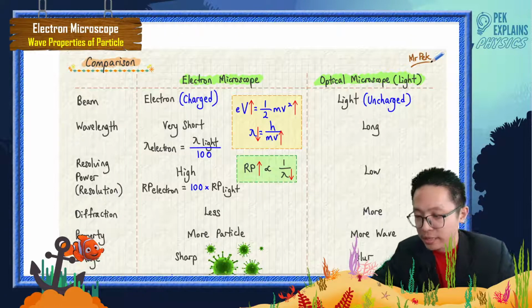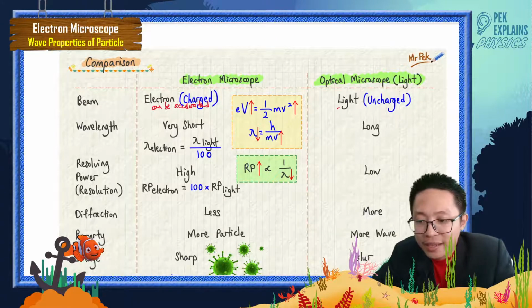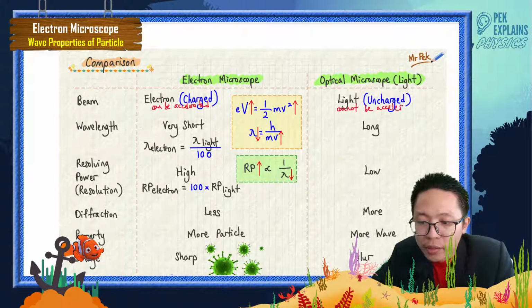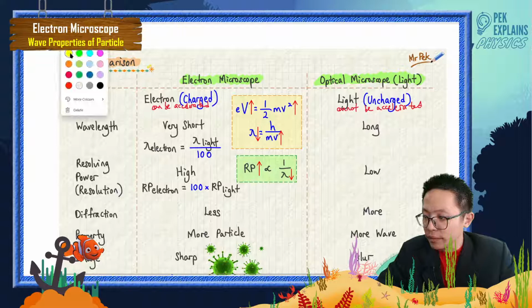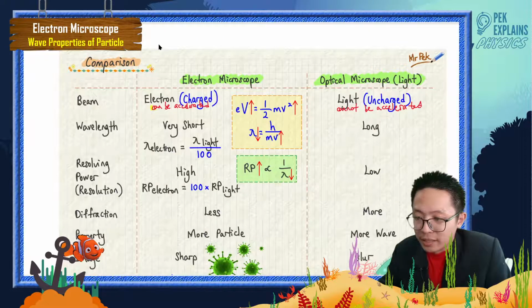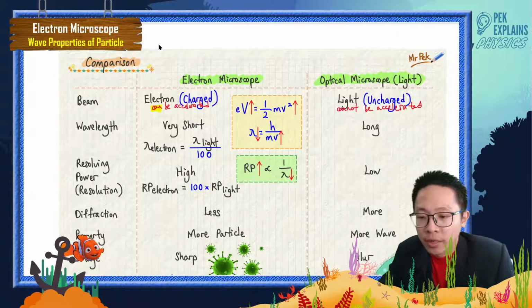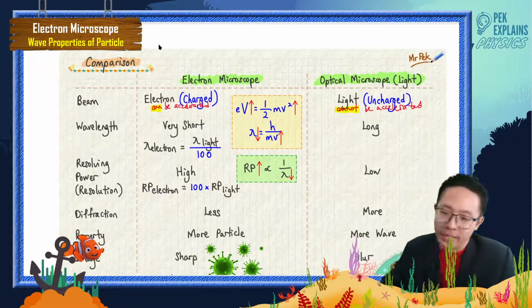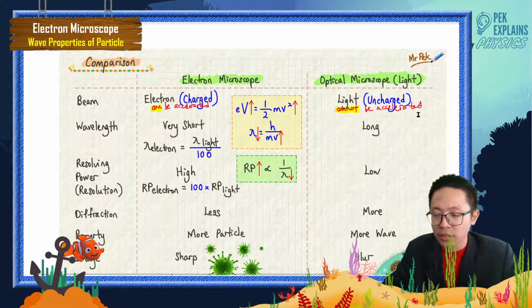So in short, what I can say is electron can be accelerated, but light cannot be accelerated. You just take what the wavelength it is. Okay. So again, why is electron microscope so good? Because the electron can be accelerated. But why is optical microscope not as good? Because the light cannot be accelerated. Light is like a photon, no charge at all, uncharged, so cannot be accelerated.